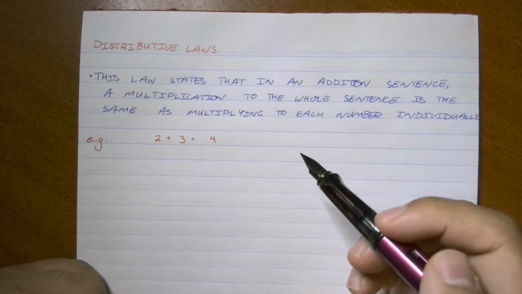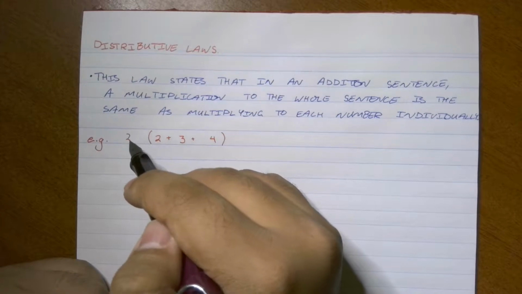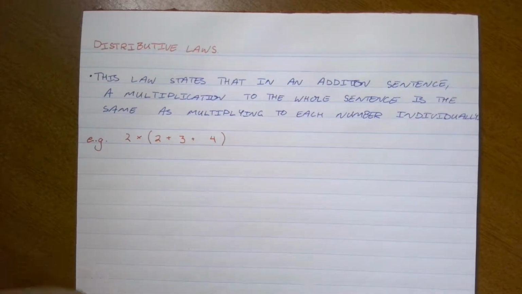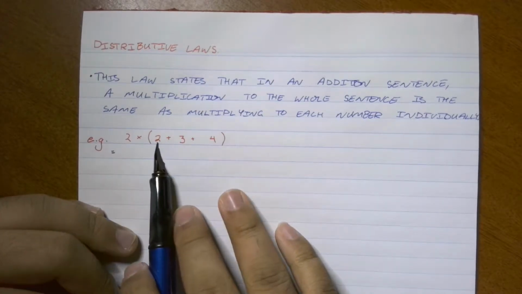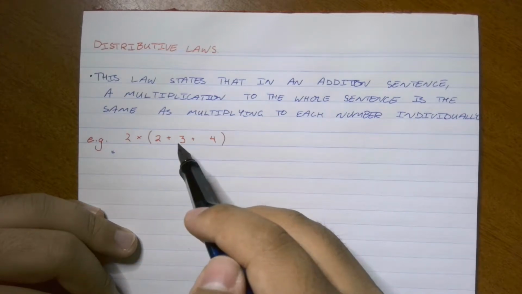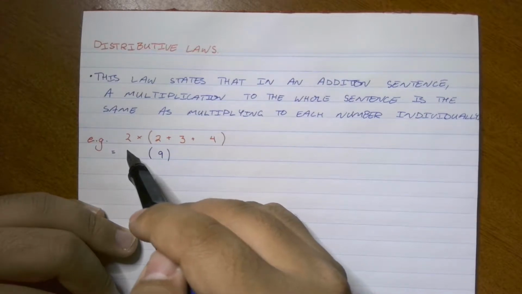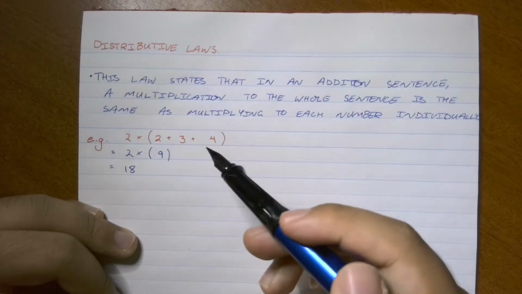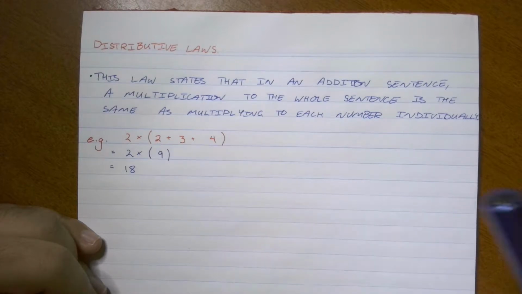Now if we had this addition sentence and we multiply all of it by 2, so 2 times everything, let's see the result that we get if we did this. Let's do the brackets first. We get 2 plus 3, which is 5, plus 4 is 9. That's inside the group, so 2 times 9 will give us 18. So this is multiplying the entire group first.